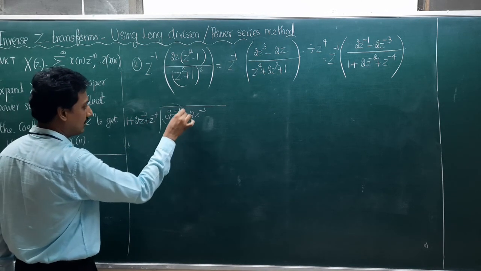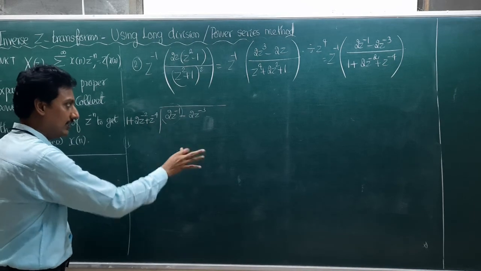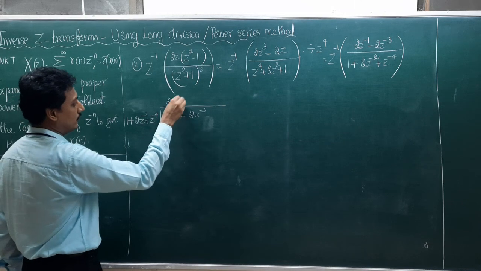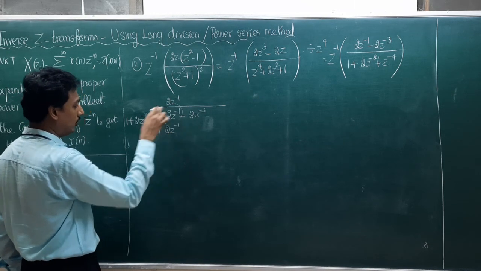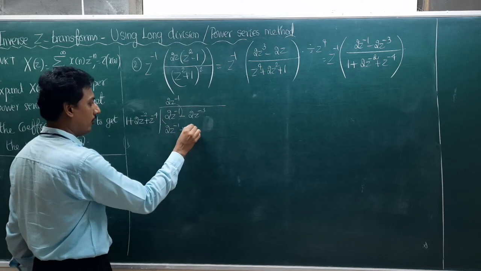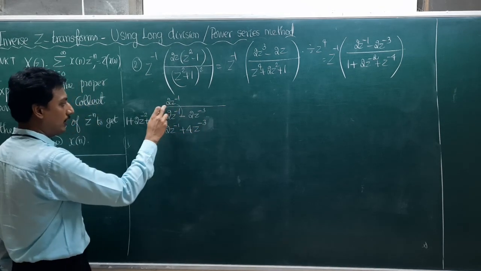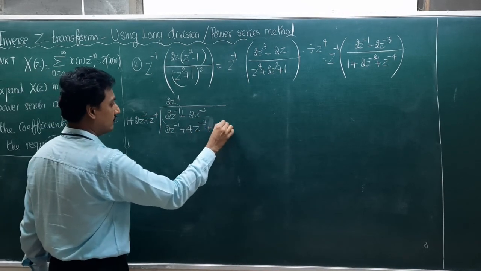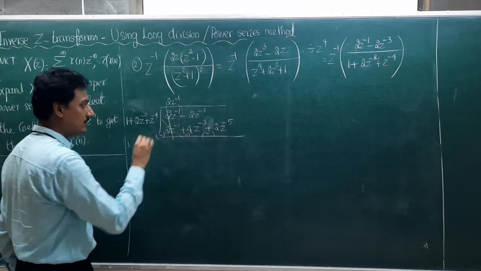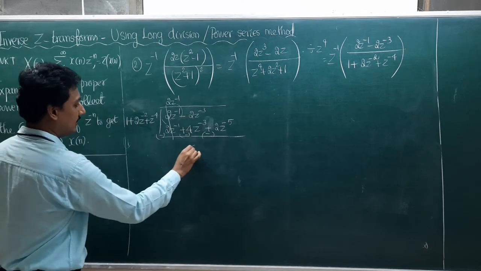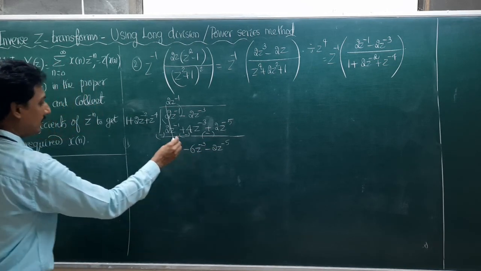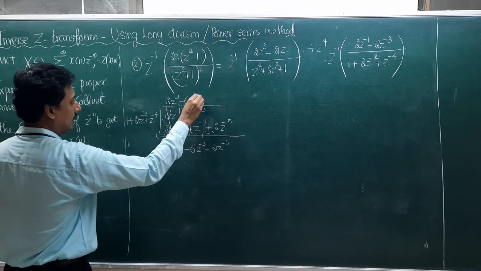As I told you, for the first term I want to make this cancellation, so we divide by the first term, giving 2z⁻¹. We get 2z⁻¹ into 1, 2z⁻¹, and 2z⁻¹ into 2, plus 4z⁻³, and 2z⁻¹ into z⁻⁴, 2z⁻⁵. Let us change the sign. This will get cancelled. So we get minus 6z⁻³ and minus 2z⁻⁵, and minus 6z⁻³ comes here.